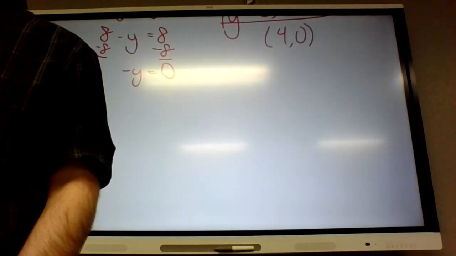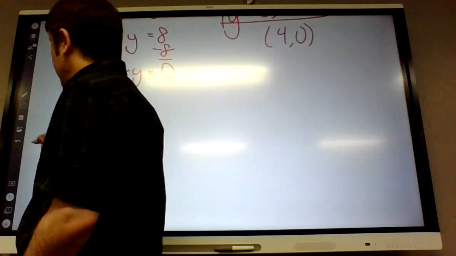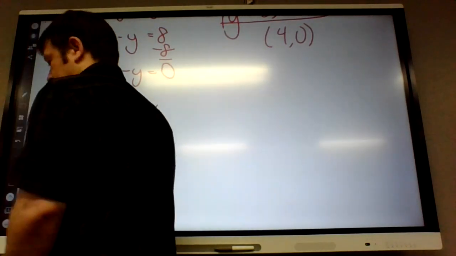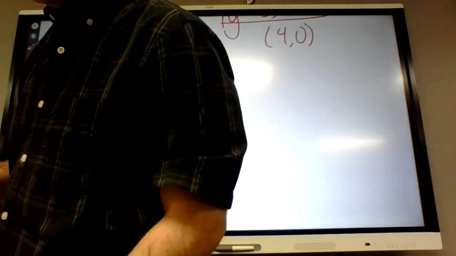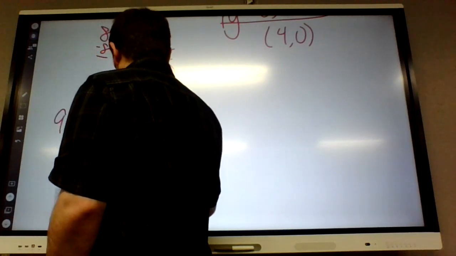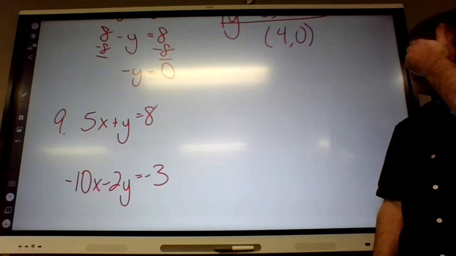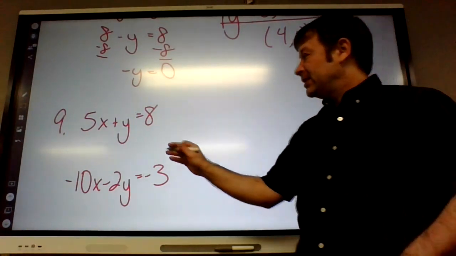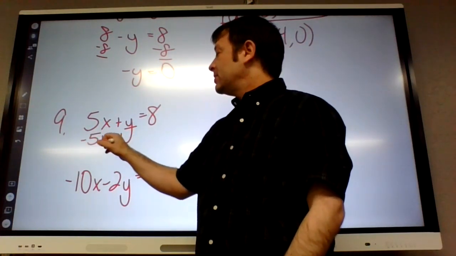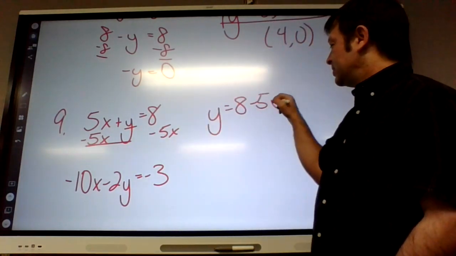Alright. Number 9. 5x plus y equals 8. Negative 2x minus 2y equals negative 3. Okay, which of these would be easier to get by itself? This y, right? Nothing's attached. So all I have to do is get rid of the plus 5x by subtracting 5x. So y equals 8 minus 5x.